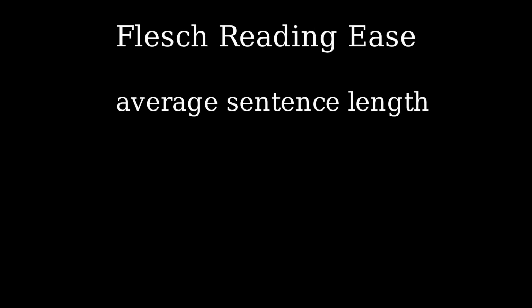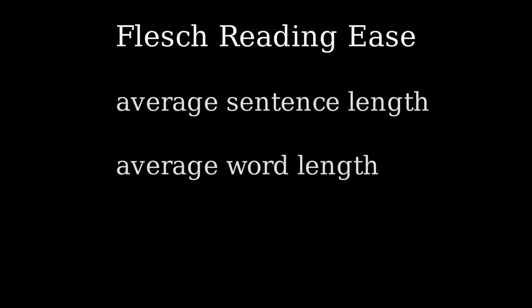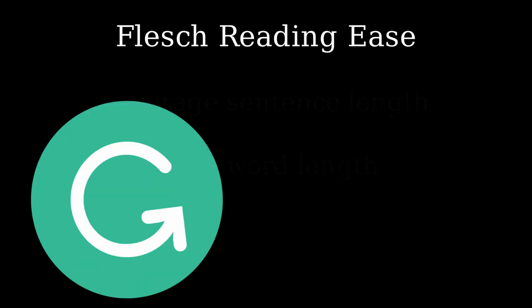To help people tailor writing to a target audience, they can use a formula that takes the text and returns some value indicating how easy it is to read. I'm going to explain some of them and show you how they work. The Flesch Reading Ease is a popular score that measures the average sentence length and average word length. It's used in many applications like Grammarly and Microsoft Word.